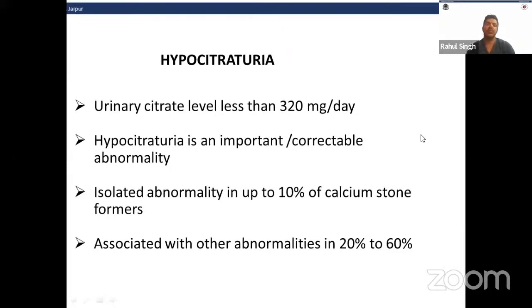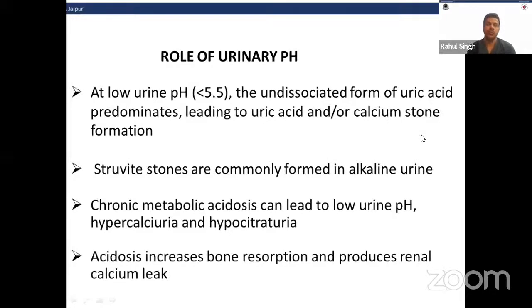Hypocitraturia. Urinary citrate level less than 320 milligrams per day. Hypocitraturia is an important and correctable cause of stone formation. As an isolated abnormality it is found in up to 10% of calcium stones, and in around 20 to 60% of cases it is associated with other abnormalities.